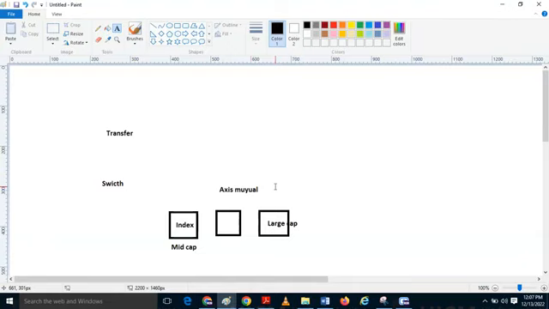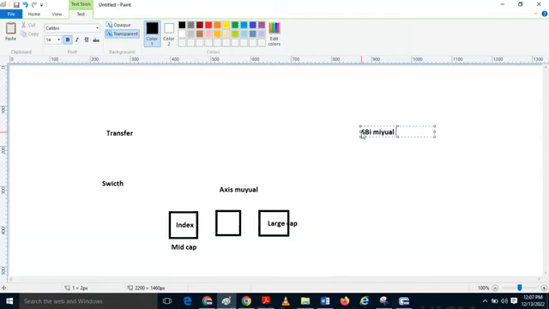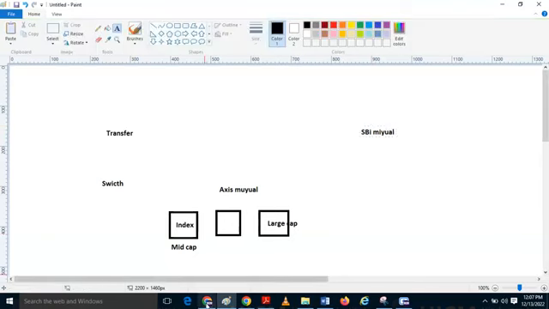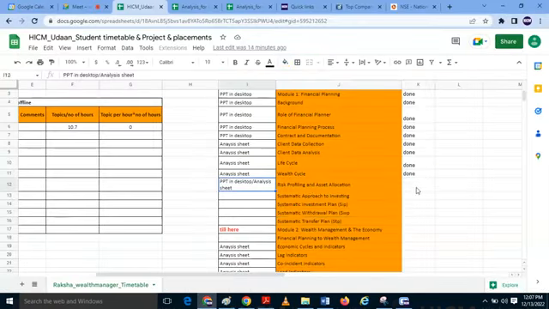But if I don't like Axis mutual fund at all, and I say I don't want to purchase it, I will go with SBI mutual fund. This is called a transfer, the STP, transfer plan.